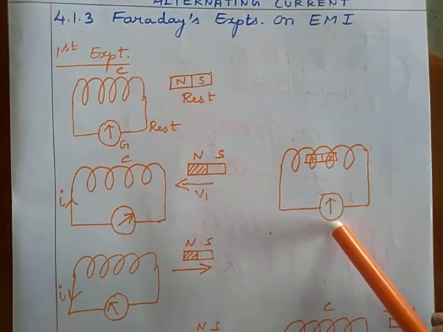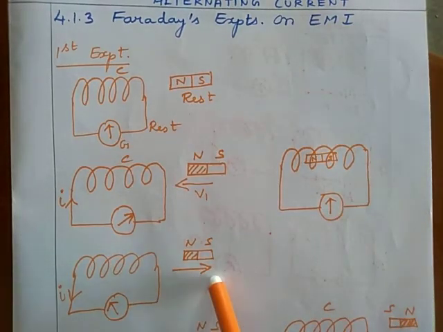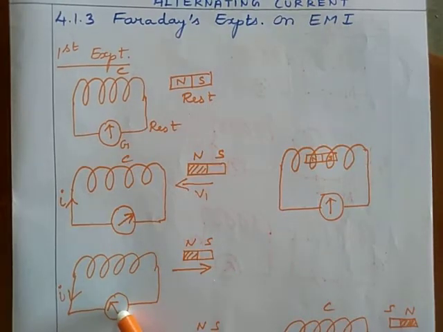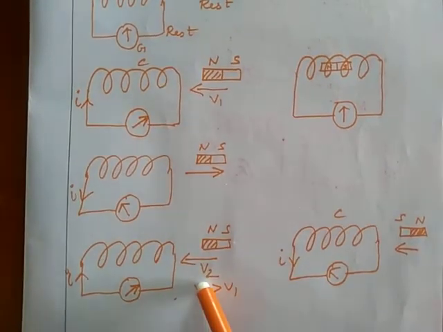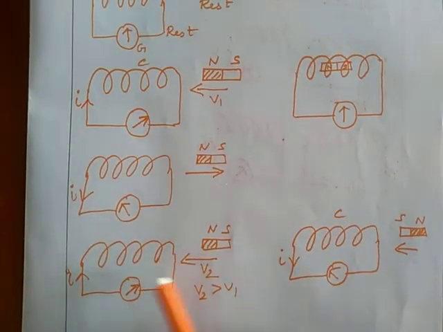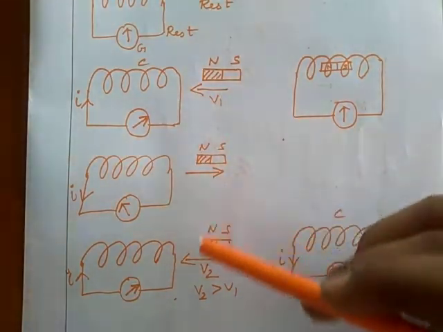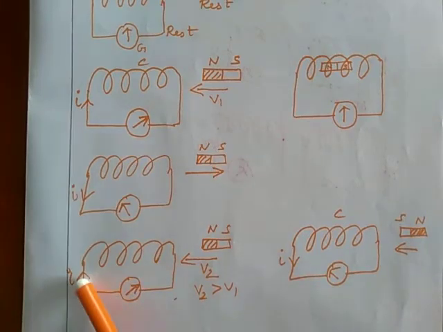At that instant it shows zero deflection. Then next I move the coil towards the right. At that instant it shows deflection to the left side. Here also the current I is set up in the coil. Then next I move the coil in a faster manner towards the left with velocity v2, which is greater than the initial velocity v1. In that case it shows a larger deflection on its right side, because of this current.